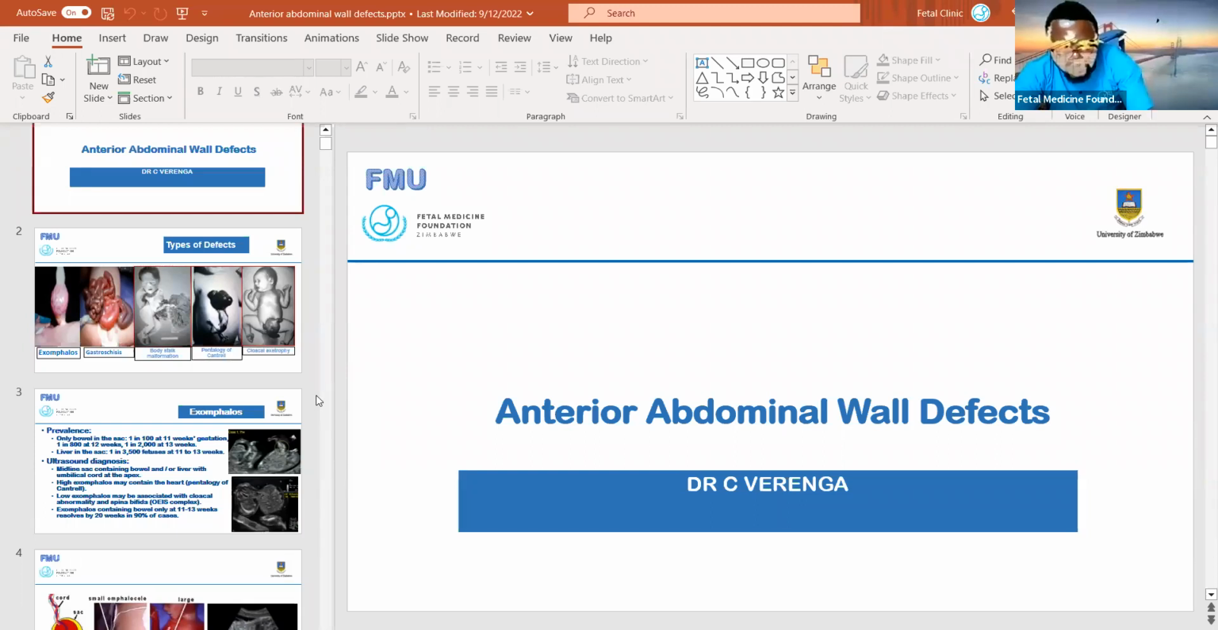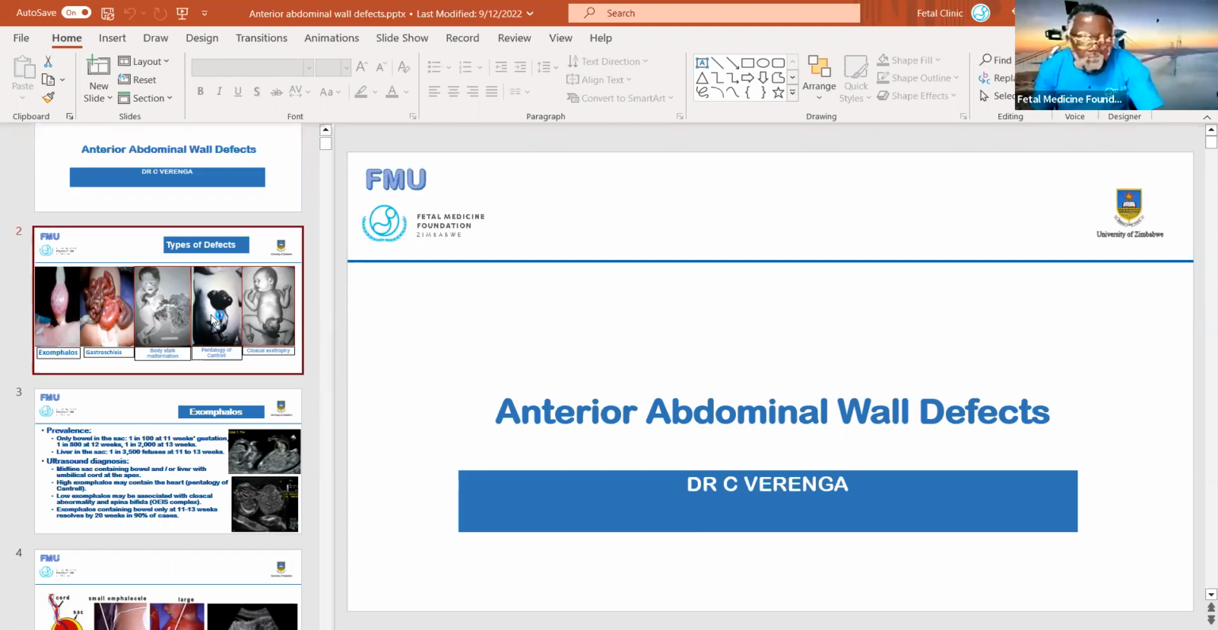talk on anterior, but there are still some areas which need attention. So this is exactly what I'm going to be doing now. But just to recap, in case there are some amongst us who were not around or who didn't attend for one reason or another, let me use this slide to recap the anterior abdominal wall defects.